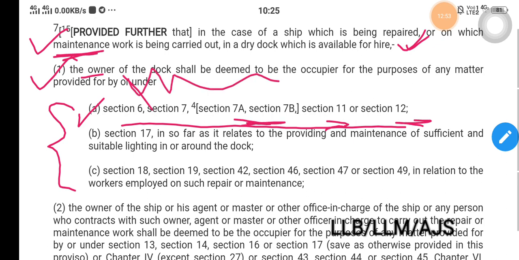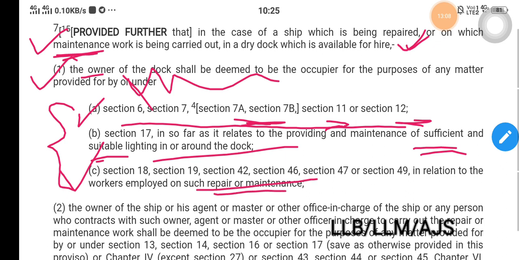Section 17, so far as it relates to providing and maintenance of sufficient and suitable lighting in or around the dock, or sections 18, 19, 42, 46, 47 and 49 in relation to the workers employed on such repair or maintenance. So in relation to these sections, the owner of the dock shall be deemed to be the occupier.